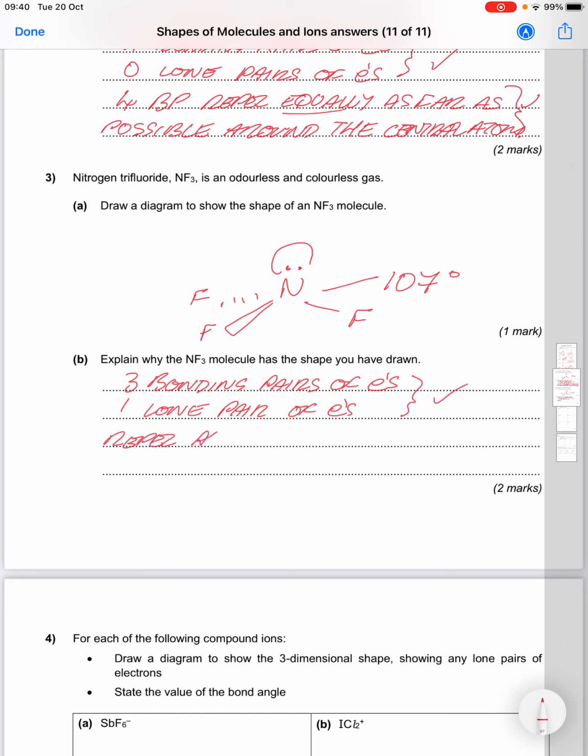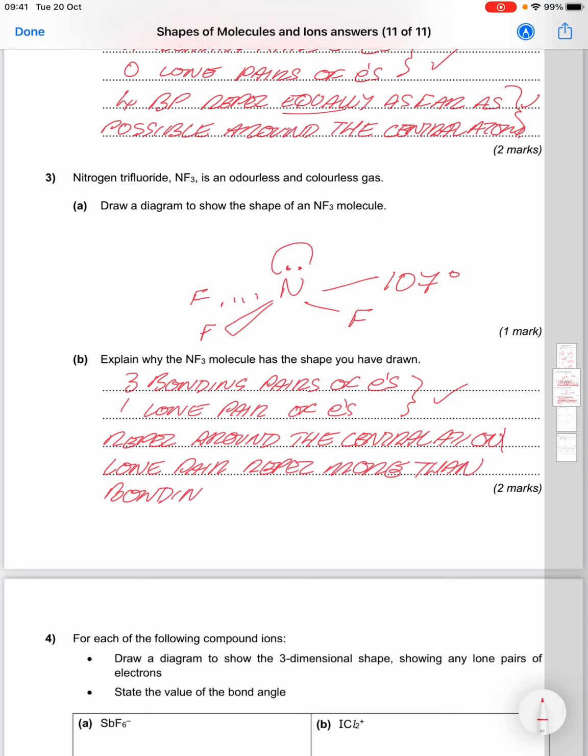These repel around the central atom. Notice I've dropped the word equally because it's not equal now, because lone pairs repel more than the bonding pairs. And that bit there would give you the second mark.